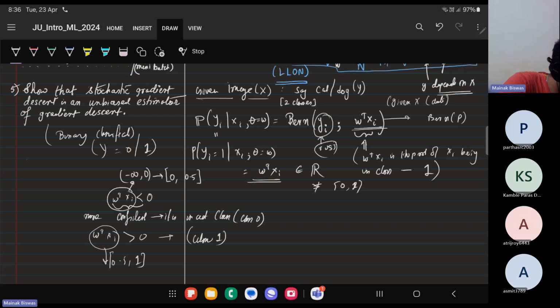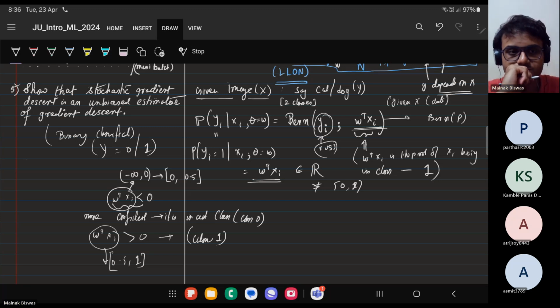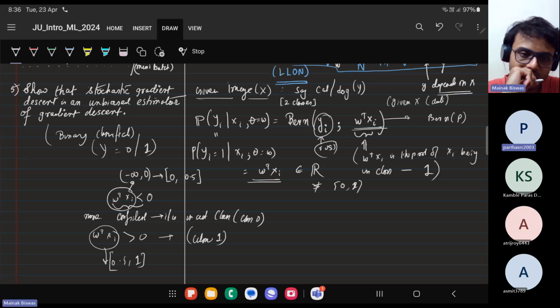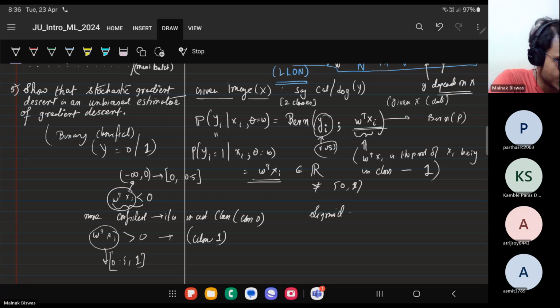Is it clear to everyone? If it is not, I'm waiting for a second. Ask. In the probability exercises, we had used some F inverse function, so we can do that, but there is a very simple function to do it. That's called the sigmoid function. Let us understand what a sigmoid function is and then we can apply it here.